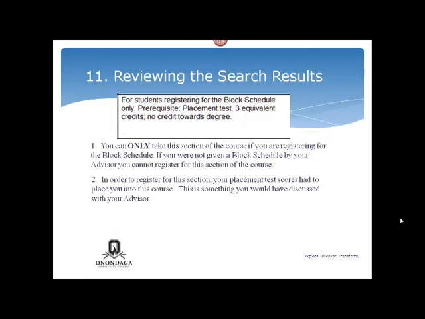If you were not given a block schedule registration from your advisor, you cannot register for this section. The second comment is telling you that in order to register for this section, your placement test scores had to place you into this course. This is something you would discuss with your advisor. The third and final comment is telling you that the course is worth the equivalent of 3 credits towards the full-time status, but you do not get credit towards your degree.